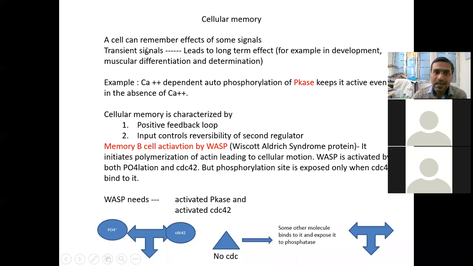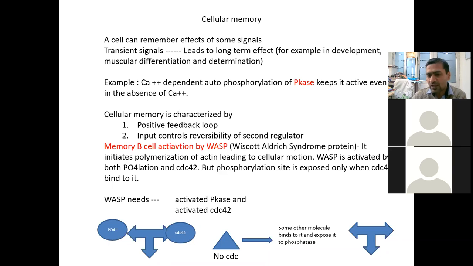For example, a cell can remember the effects of some signals. How? Particularly in the case of transient signals. Transient signals क्या होते हैं? When जब आप कोई ligands दिया, थोड़ी देर के लिए वो response होता है. And typical examples of transient signals are in particular during embryonic development and muscular differentiation and determination.